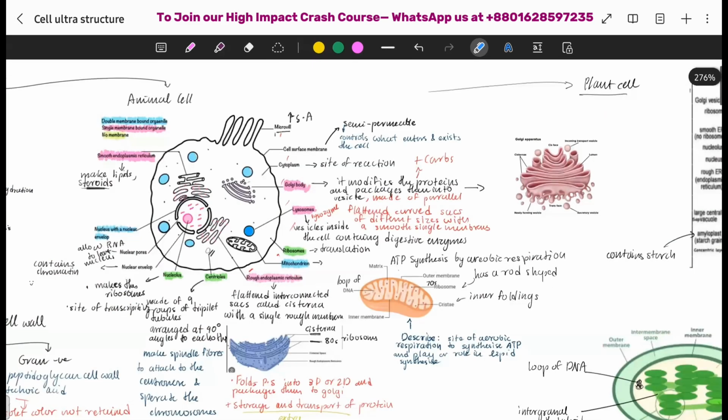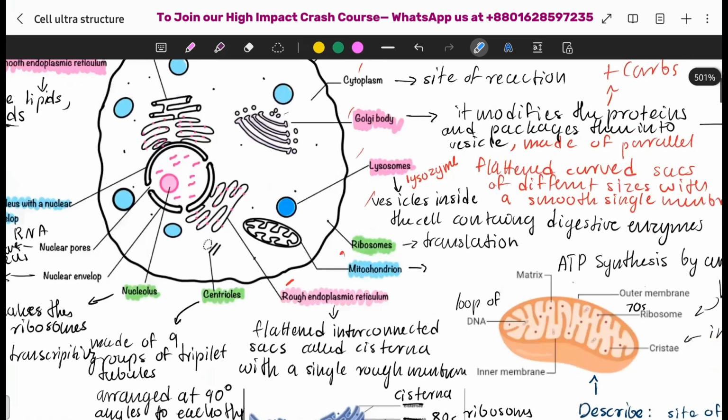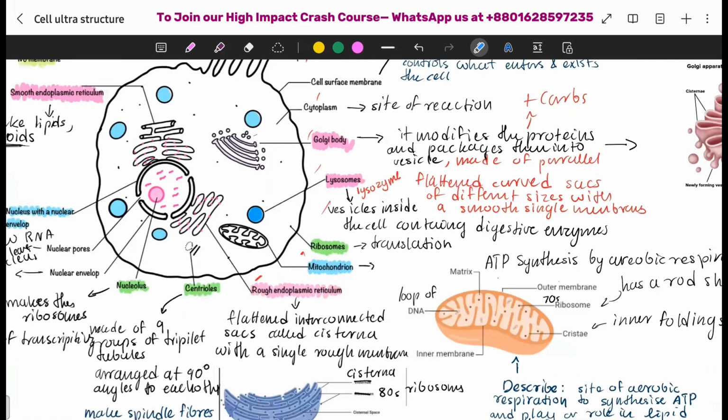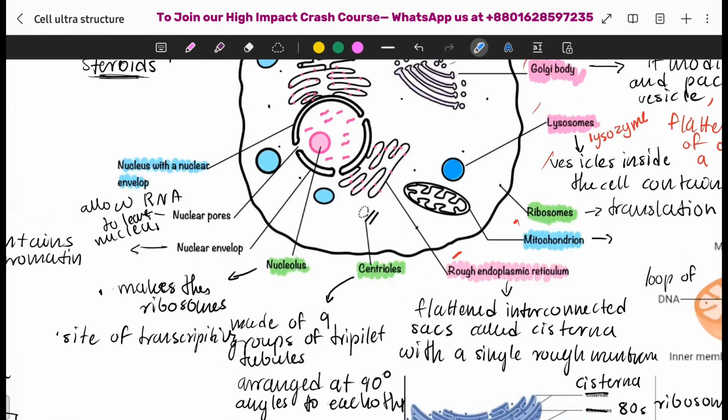Let's go to non-membrane bound. So ribosomes, we know translation occurs in ribosomes. And the nucleolus, inside the nucleus or nuclear envelope, will make the ribosomes. And then ribosomes do the translation. So both the nucleolus and ribosome don't have any membrane. And nucleolus is a site of transcription.